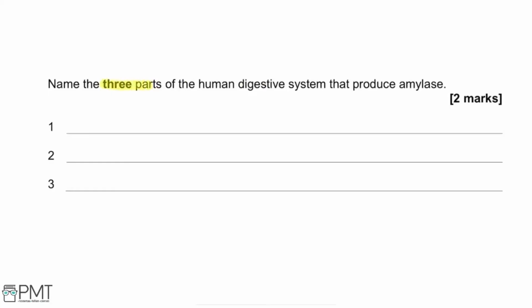Name 3 parts of the human digestive system that produce amylase, and this is worth 2 marks. The answers you can put here include the salivary gland, the pancreas, and the small intestine, and make sure you specify this is the small intestine, not the large or just the intestine.